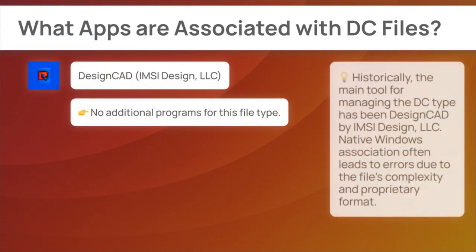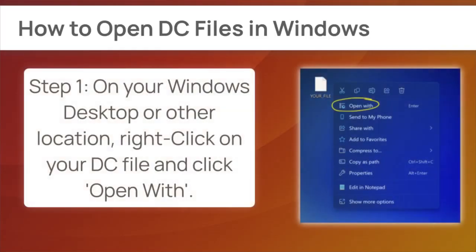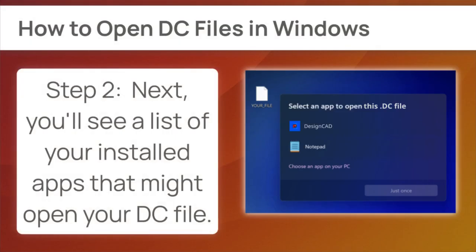Native Windows association often leads to errors due to the file's complexity and proprietary format. Windows can't display engineering-grade details, so serious inspection must occur in CAD software. Your reliable starting command is the Open With action. Right-click the DC file and select Open With.